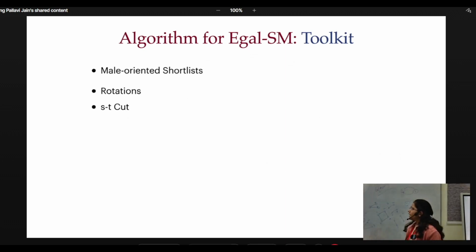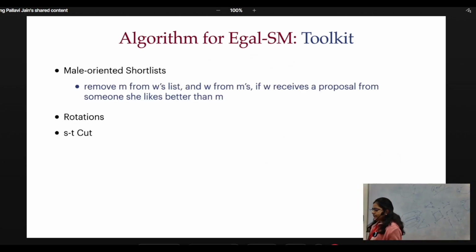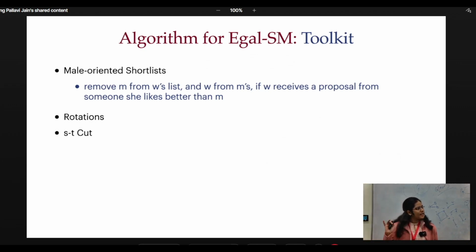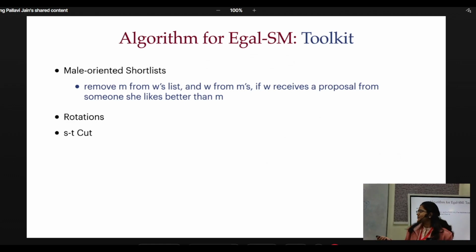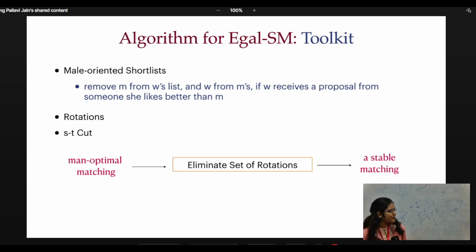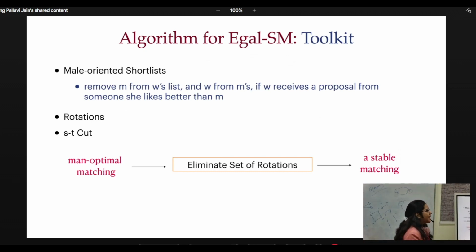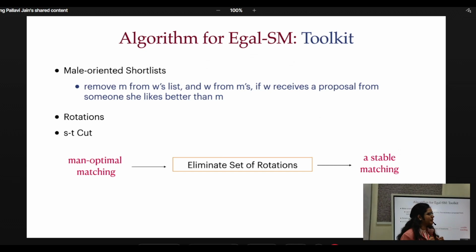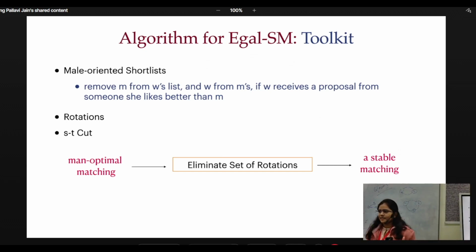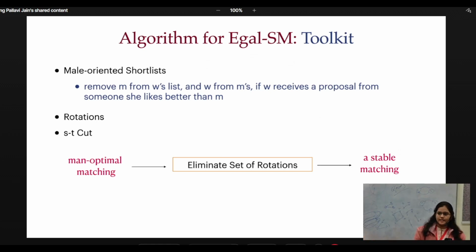So male oriented shortlist, you know that you look at W's list and remove M from W's list and W from M's list if W receives a proposal from someone she likes better than M. Here of course we are talking about the man proposal algorithm. You looked at the lattice structure, right? So we start from a man optimal matching, we can apply a certain set of rotations and obtain a stable matching. But we are not interested in any stable matching. We are looking for an egalitarian stable matching.